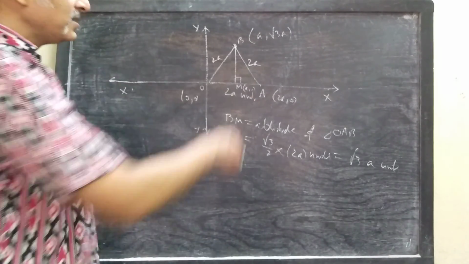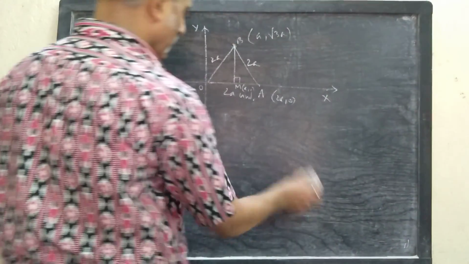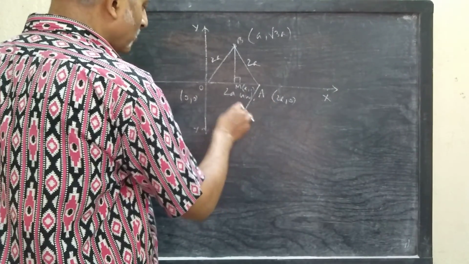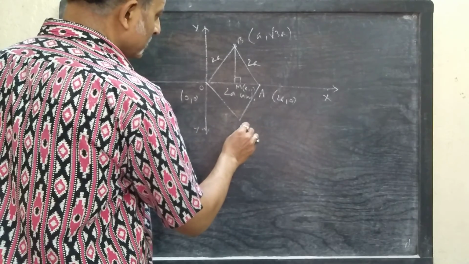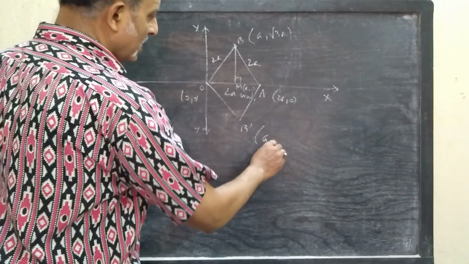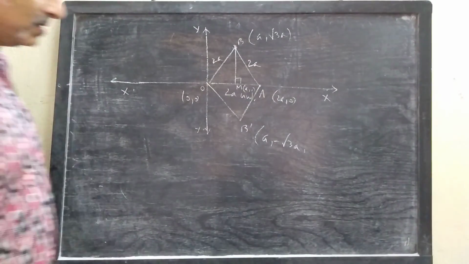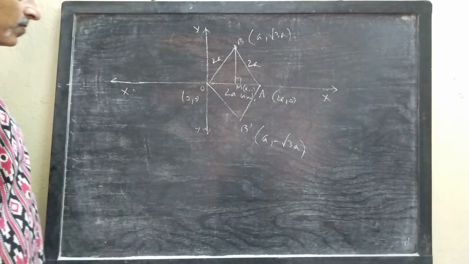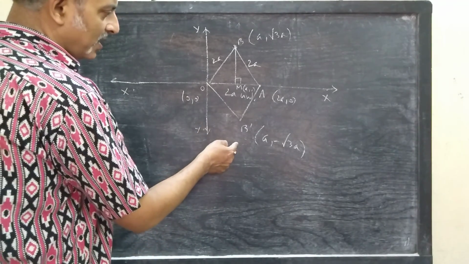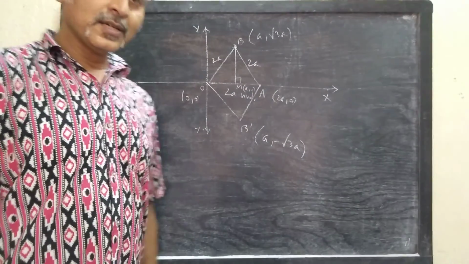Now, if they mention that the point B lies in the second quadrant, then what will be its coordinates? If B lies in the fourth quadrant, say B is here, say this is B dash, then its coordinates will be (A, minus root 3A), because it is the reflection of B in the x-axis. In that case the vertices will be O (0, 0), B dash (A, minus root 3A) and A (2A, 0). Okay? In this way you can find the coordinates of the vertices.